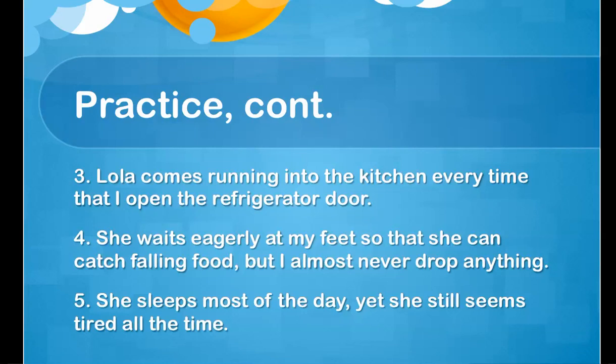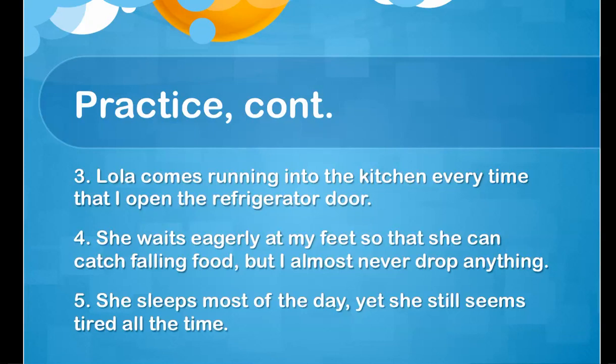Number 4, she waits eagerly at my feet so that she can catch falling food, but I almost never drop anything. She waits eagerly at my feet is an independent clause. So that she can catch falling food is a subordinate clause. So that is a subordinating conjunction. If you didn't catch this, you definitely want to review the subordinating conjunctions. But I almost never drop anything is an independent clause. So in this sentence, I have 2 independent clauses and 1 subordinate clause. So I have a compound complex sentence.